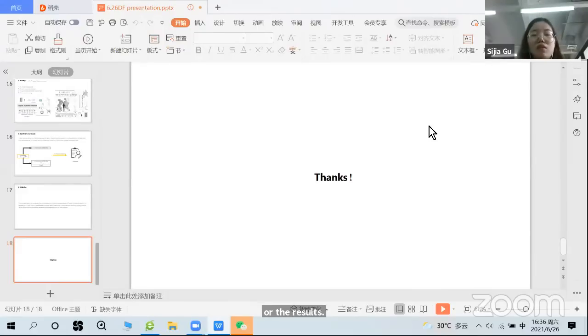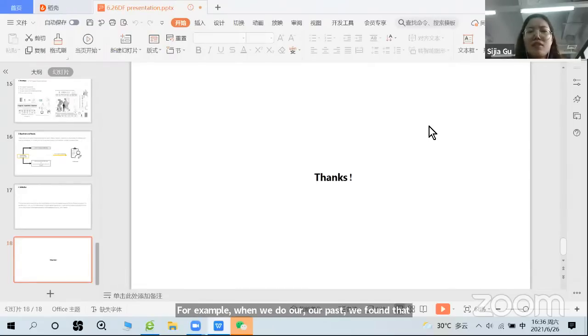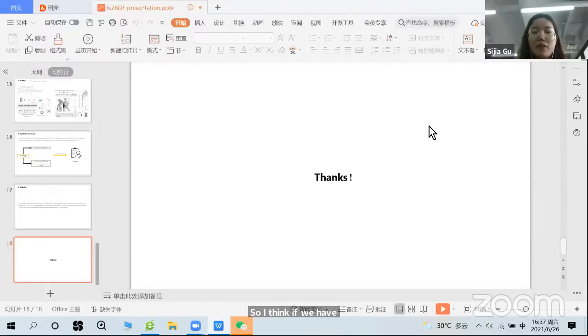I think VR will be a good tool, but it can't replace the physical model because they still have some differences. For example, when we did our VR test, we found that there are some perspective problems, and we can't experience the installation in a more natural way. So if we can make physical models, it is necessary for us to make physical models.